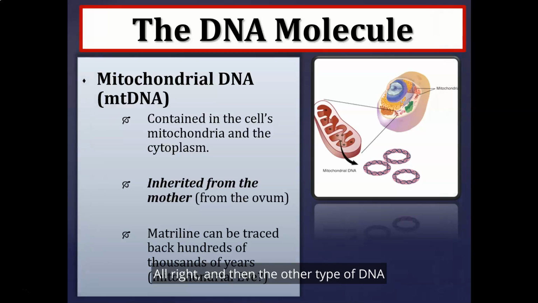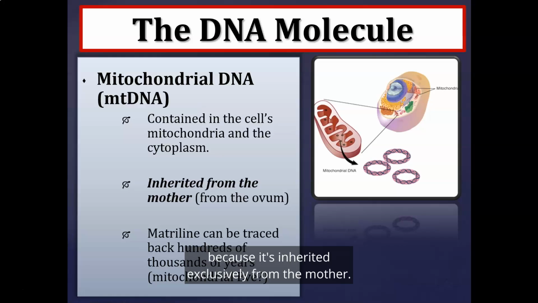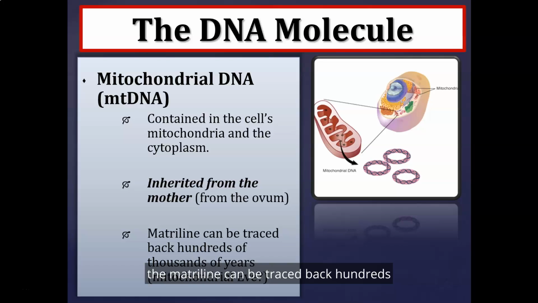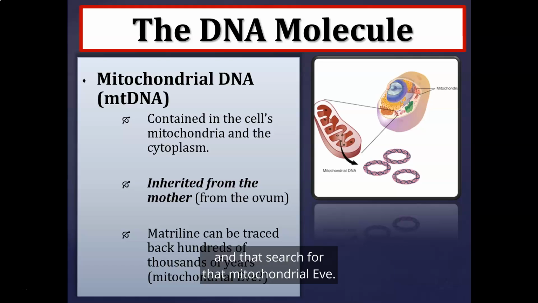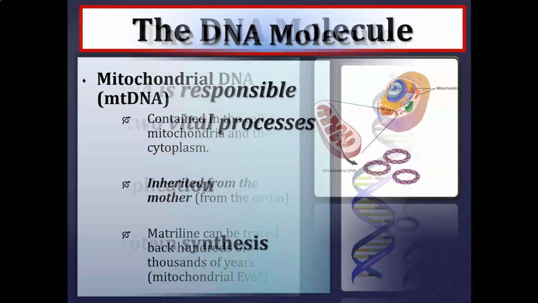All right, and then the other type of DNA is called mitochondrial DNA. You might see it abbreviated as mtDNA. Mitochondrial DNA is unique because it's inherited exclusively from the mother. So if you're reading a DNA study and they're interested in tracing down the matriline, from mother to grandmother to great-grandmother and so on, the matriline can be traced back hundreds of thousands of years, and that's the search for the mitochondrial Eve, a way of tracing your maternal lineage.